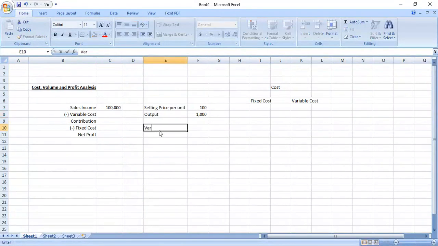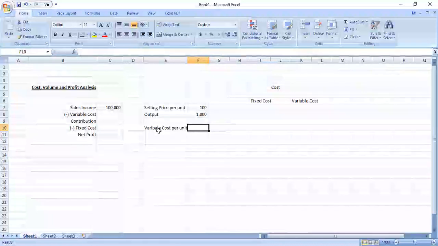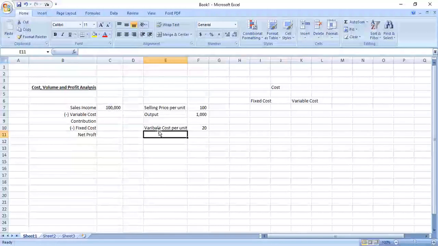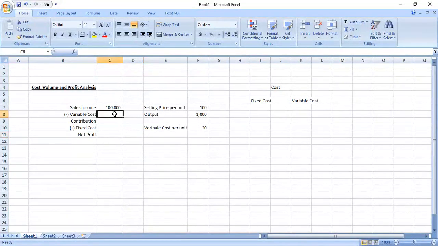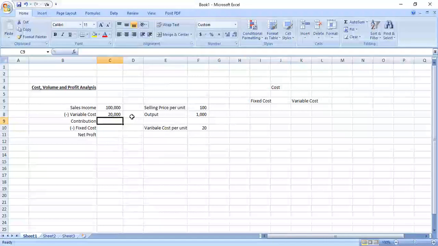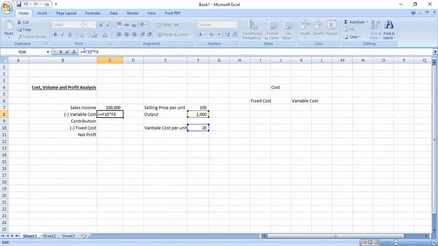And what is your variable cost per unit? I said your variable cost per unit is the same. Let's say your variable cost per unit is 20. For each unit, you have to incur variable cost of 20, right? So your total variable cost will be, 20 is for one unit, and your output is 1,000. So it will be 20,000, no? I can straight away put it in a bracket.